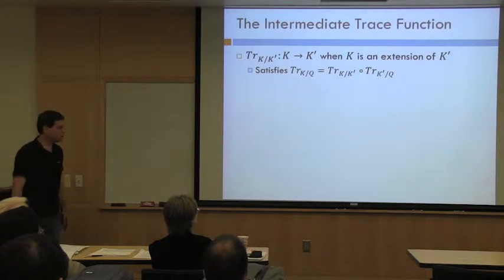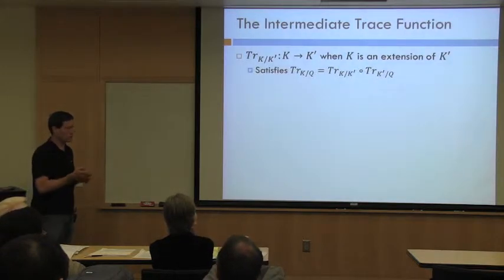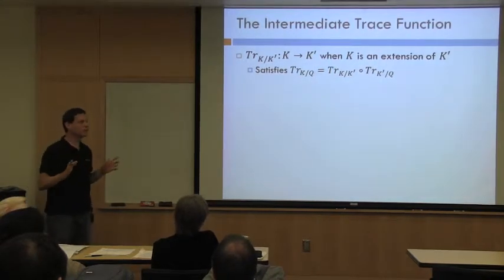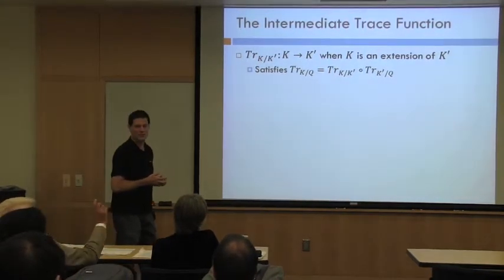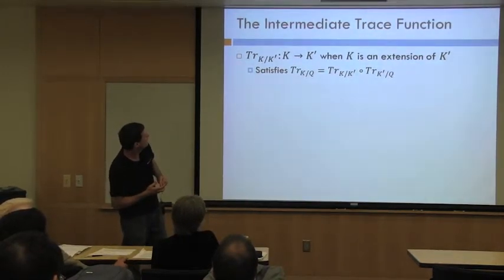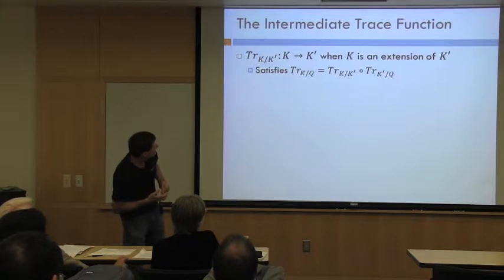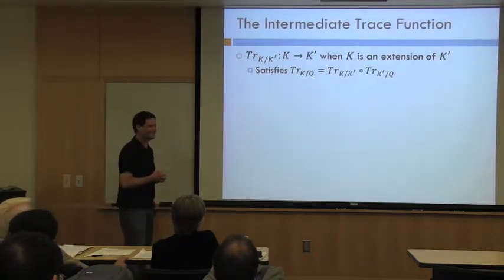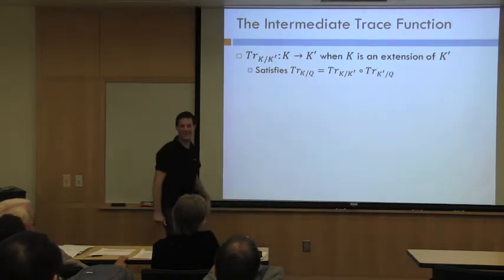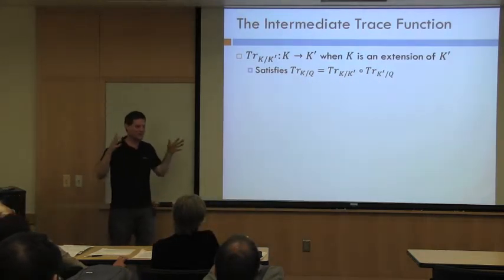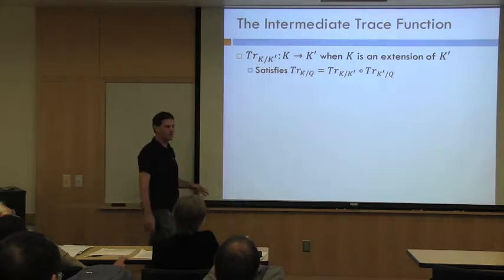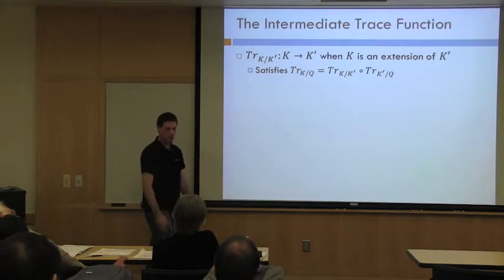All right. So that was the trace function. Now let's talk about the intermediate trace function. You can similarly define the intermediate trace function. And if you would switch these two, then it would be true that you can compose the two. You can first map things from K to K prime and then map them down to Q, and you would get the same thing that you would have gotten by applying the trace function.